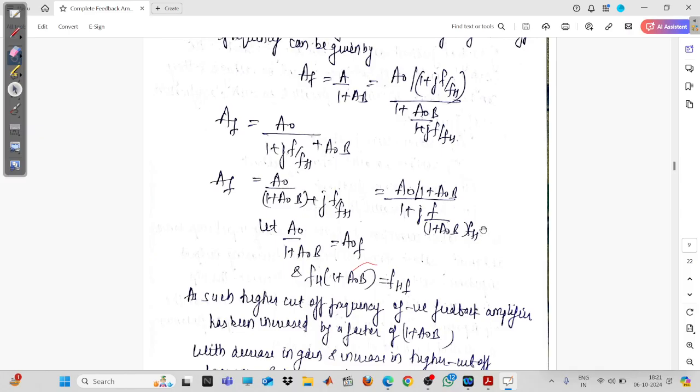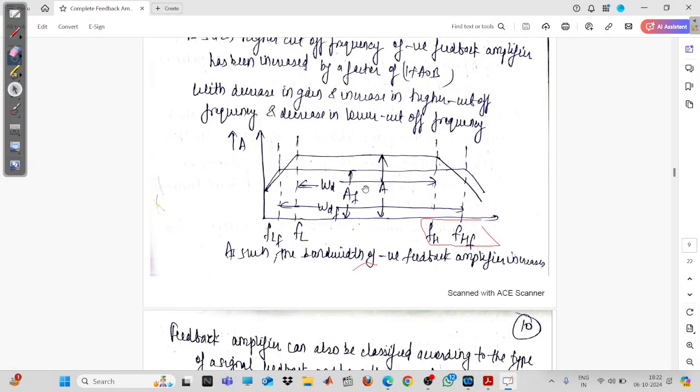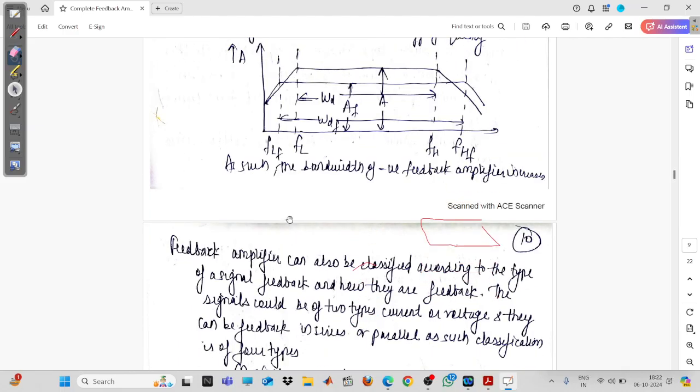So you can see that there is no division, there is a multiplication here: 1 plus A0 beta into FH. So you can see that the higher cutoff frequency will increase. So you are going to increase the bandwidth. FH will change to FHF, and the lower cutoff will change to FLF. So this is all about the advantages of the negative feedback amplifier.